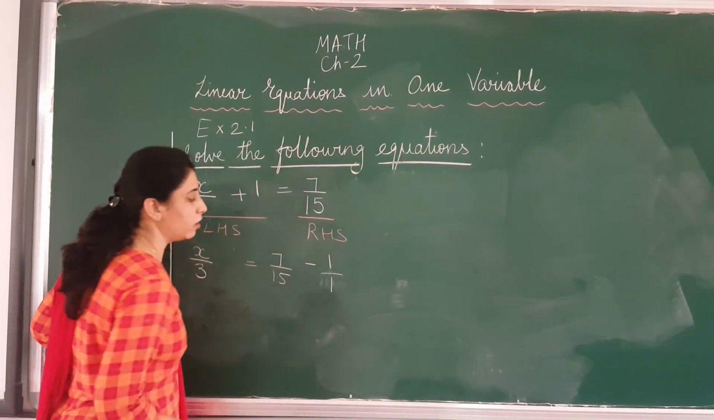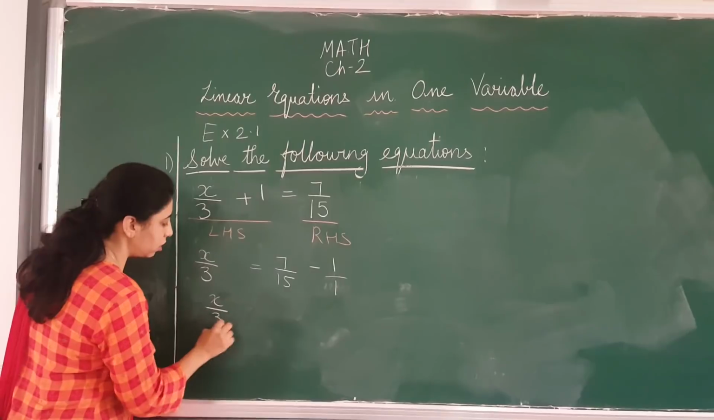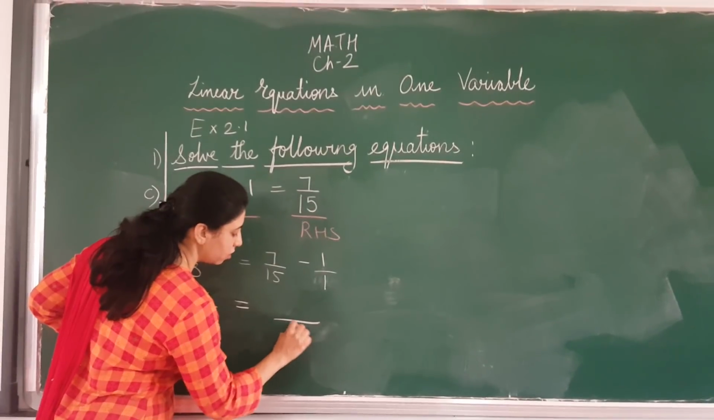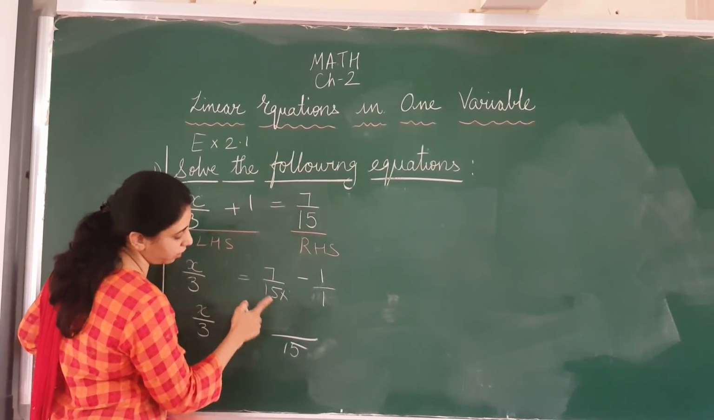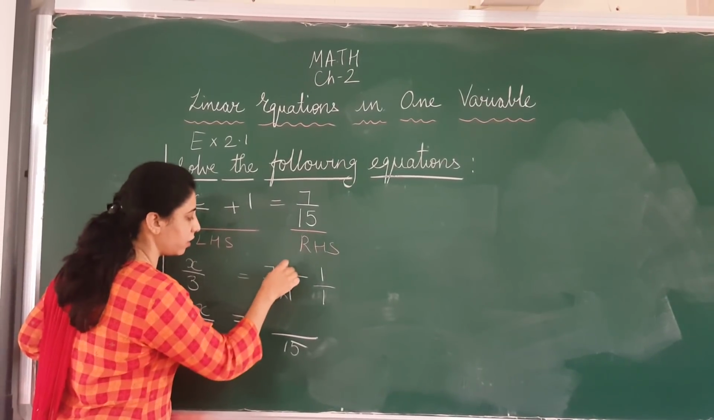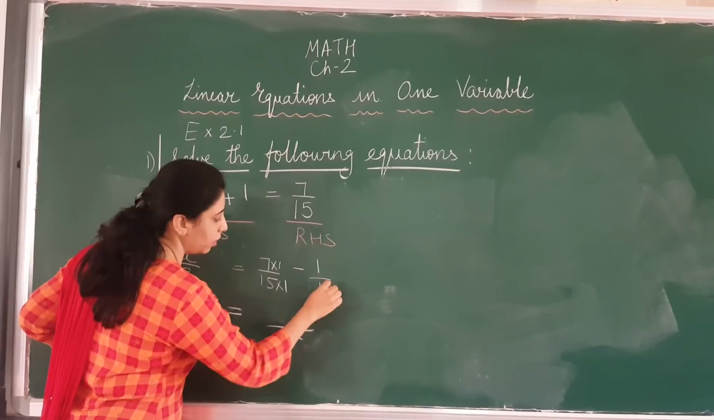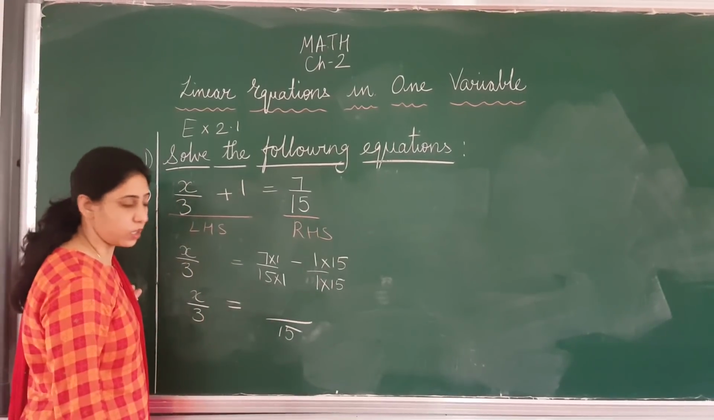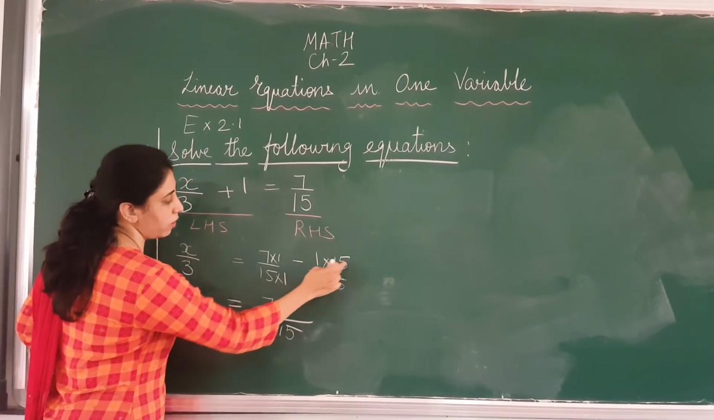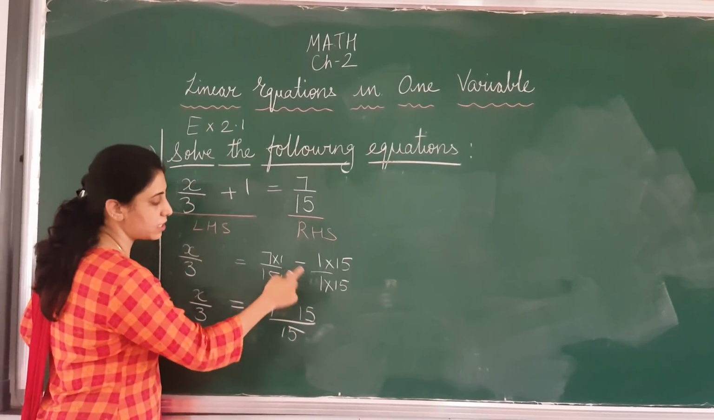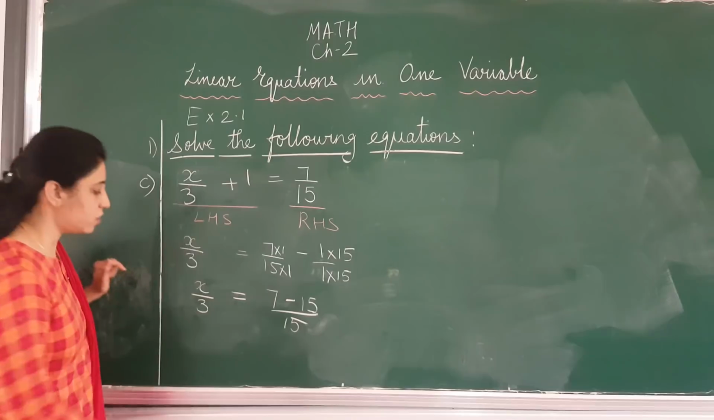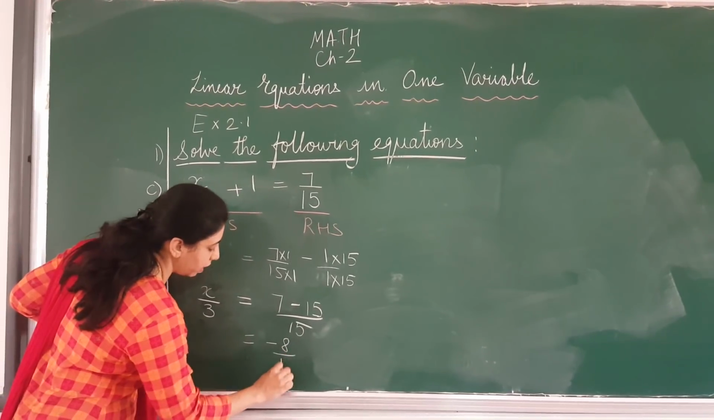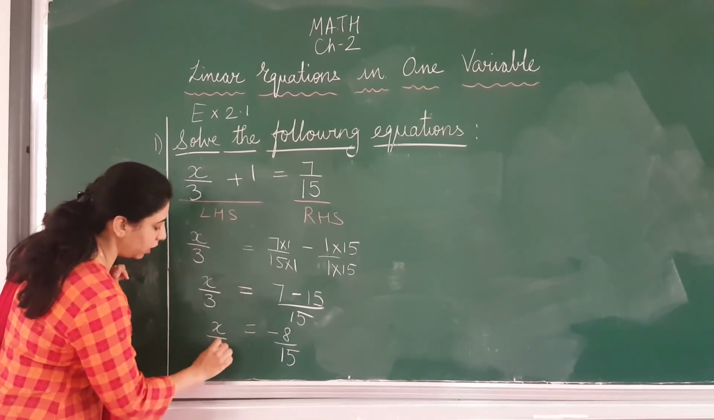So what will be the denominator? Take it as 1. So x upon 3 is equal to, what is the LCM of 15 and 1? It is 15. So 15 into 1, 7 into 1, and when 15 comes in one table, 1 into 15. When you multiply in the denominator, you have to multiply in the numerator as well. So 7 ones are 7, 1 into 15 is 15, and your main sign is minus. So 7 minus 15, first solve this: 7 minus 15 is minus 8. Minus 8 upon 15, x upon 3 as it is.